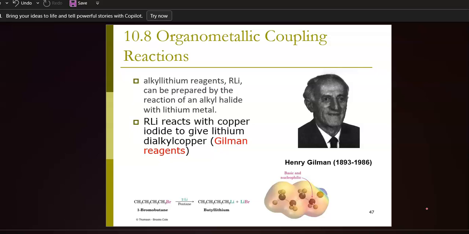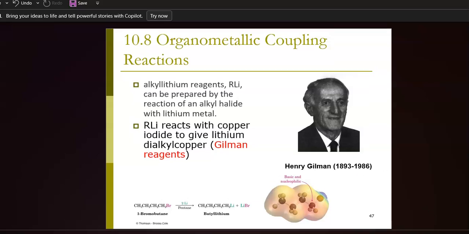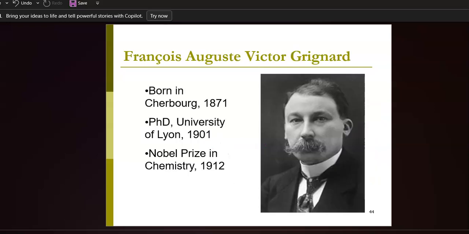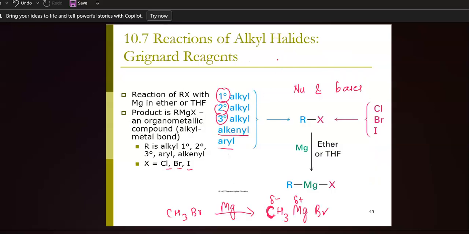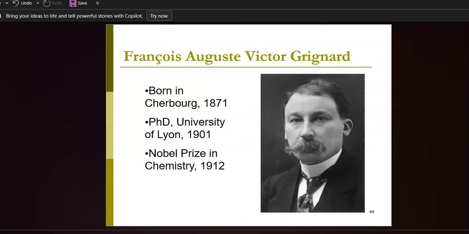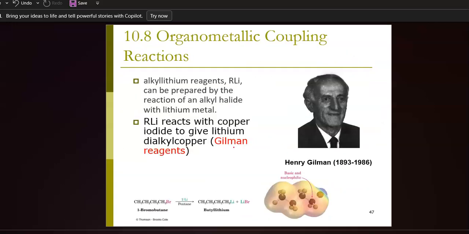Another type of organometallic. Let me go back one step to show you that these types of compounds are called organometallic reagents. Why? Because there is a metal attached to a carbon atom. It's a direct attachment of the metal to the carbon, so this is how the bond is. Another example of an organometallic reagent is the Gilman reagent, where the metal is now the copper atom.